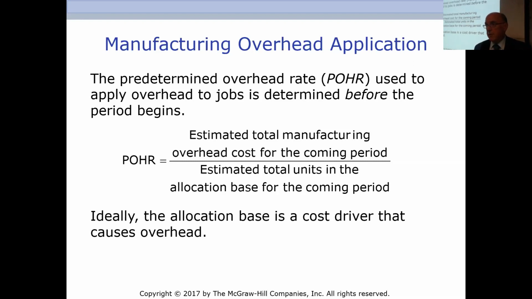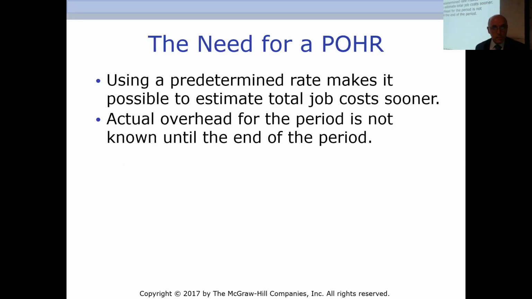Ideally, the allocation base is a cost driver that causes overhead, like labor hours, for instance. If it's an assembly plant, the more stuff you crank out, the more hands are going to be needed to assemble that stuff for more hours. If it's something that involves a lot of machine time, the more volume you have, the more machine hours you're going to use. So there should be some kind of a direct relationship between the level of activity and the cost. The need for a predetermined overhead rate makes it possible to estimate total job costs sooner. You can do it right there. You don't have to wait until December 31st and then look back to see what your actual costs were.